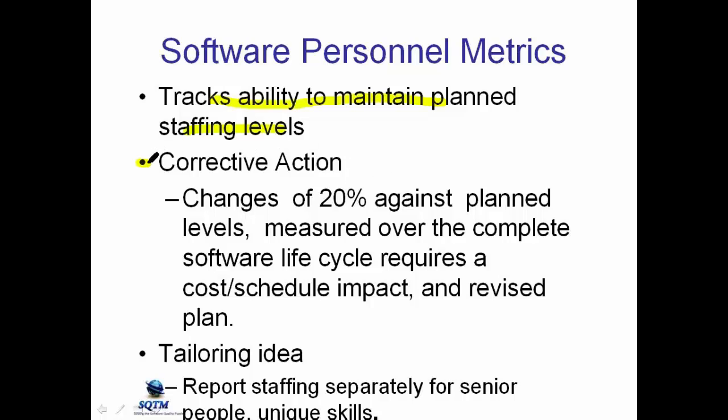Again, corrective action. This organization said changes of 20% against planned and actuals require a cost schedule impact. If there's a change in staffing by 20%, then you have to stop and go back and do a cost schedule impact. And either you can say there is no impact, or more likely, you have to revise the staffing plan and the budget and schedule. Now, as an example, you can tailor this. You can report staffing separately for senior people, or you can report staffing for the testing team, or you can report staffing for the whole project. So again, the software staffing metric tracks the ability to maintain staffing levels.